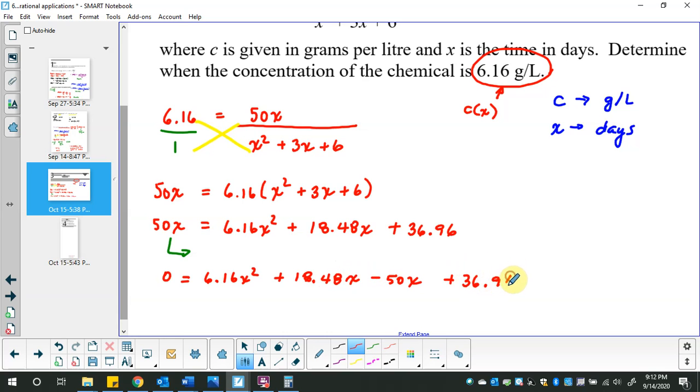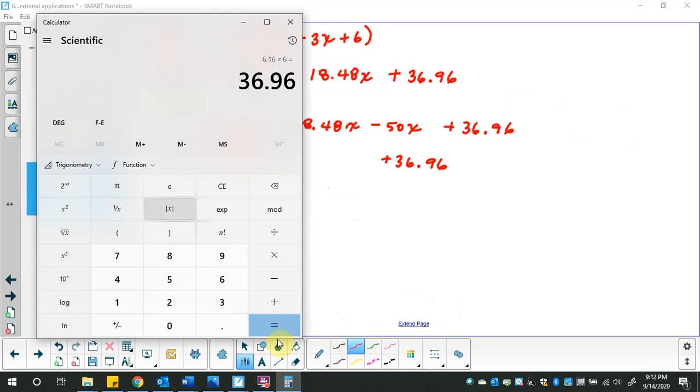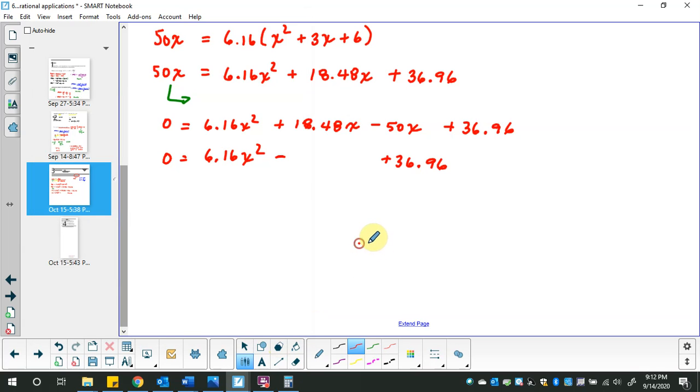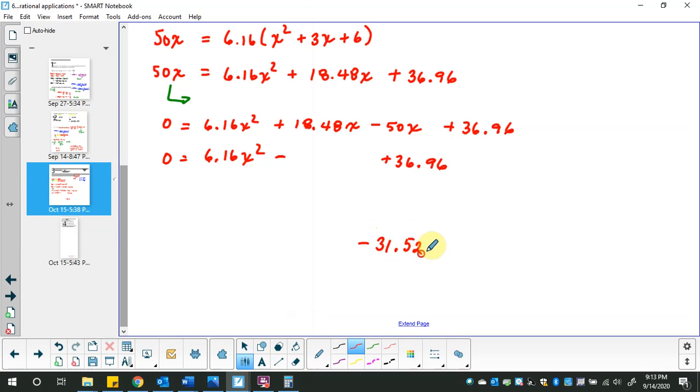And there's something I also can't do in my head, or I'm not comfortable doing it in my head and finding out that it's wrong at the very end. So I know this is a negative and it's going to have an x, and then I have plus 36.96. So 18.48 subtract 50 is equal to negative 31.52x.